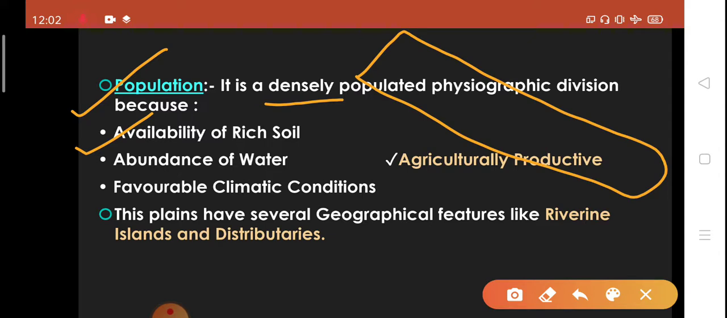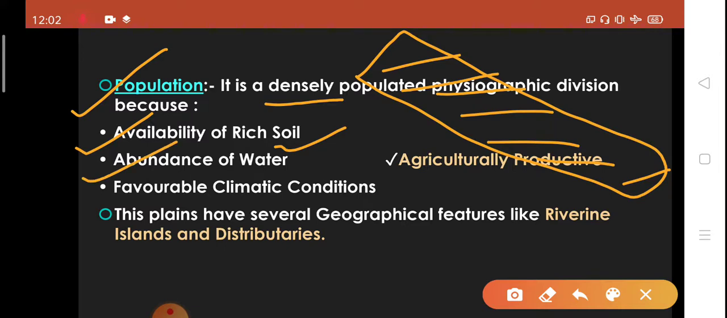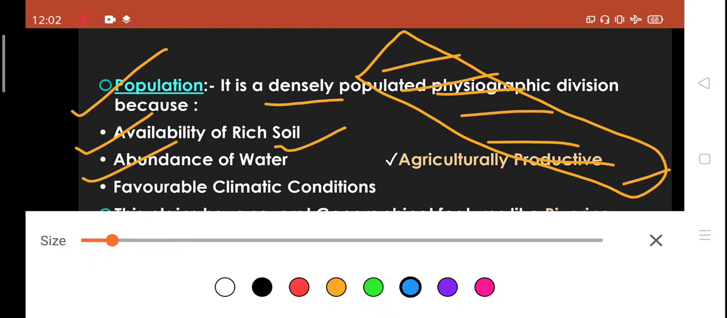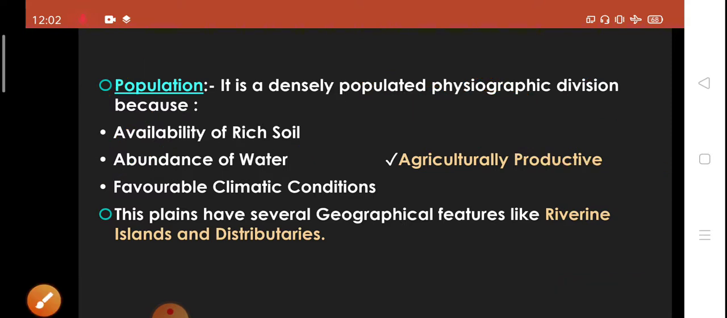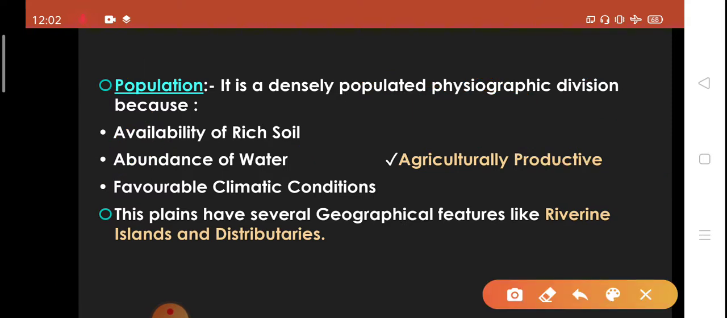We already discussed in the previous slide that in this part we have the alluvial soil, and alluvial soil is the most fertile soil. So we have rich soil here. Then we have abundance of water. Why? Because the Himalayan rivers carry water in this region, and because of the Himalayan rivers there is no scarcity of water. Instead we have abundance of water there, right?